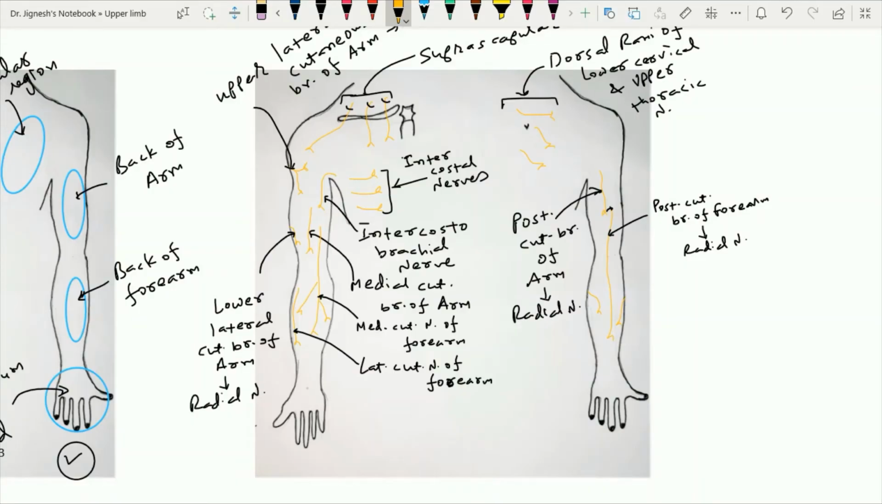When we see the area around the wrist and the palm, this area is going to be supplied by the palmar cutaneous branch of the median nerve and the palmar cutaneous branch of the ulnar nerve. And these palmar cutaneous branches are also going to supply the front of the forearm.